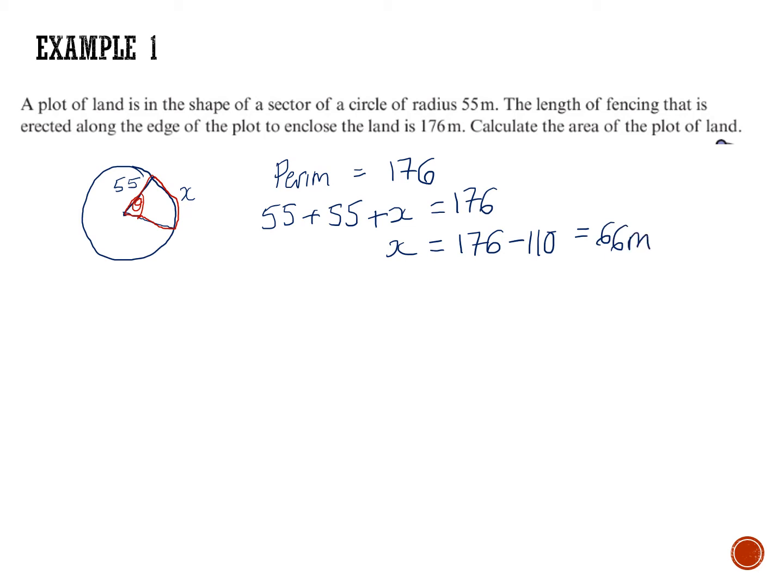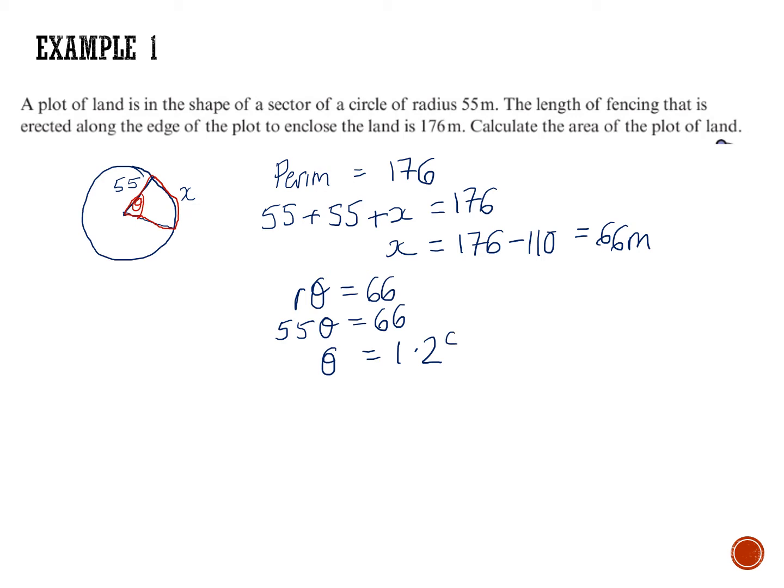Now, because we know the length of that arc, remember the formula for the length of an arc is r theta, so we know that r theta must equal 66. But we know what r is because that is the radius, so we get 55 theta equals 66, or we get theta equals 1.2 radians. Okay, that's all very good.